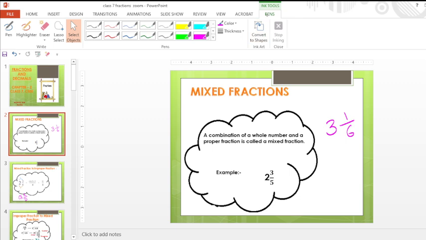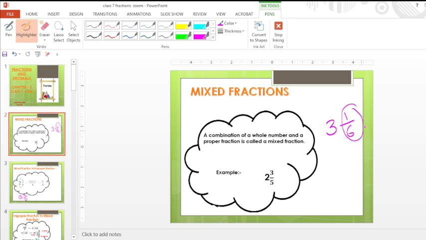Mixed fraction is a combination of a whole number and a proper fraction. Here 2 3 by 5, 2 is a whole number and 3 upon 5 is a proper fraction. And what do you mean by proper fraction? Proper fraction means that numerator is less than denominator.